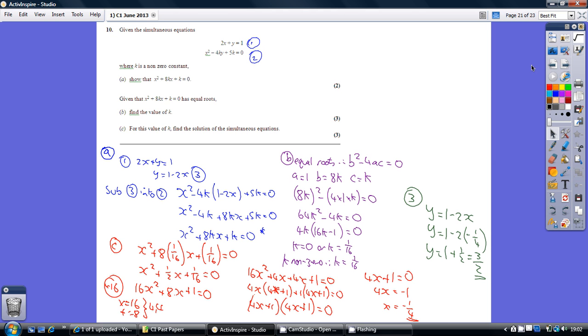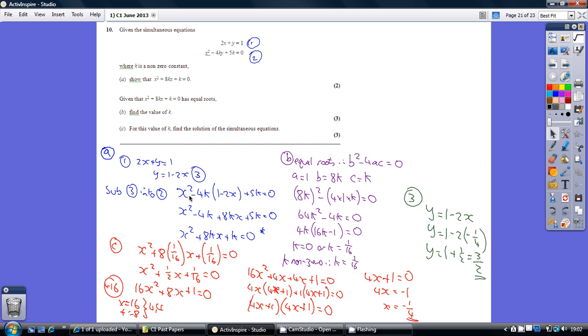So for part A, this is really just a simultaneous equation. We're just substituting 1 into 2. So have a look at 1 and rearrange it, so y becomes 1 minus 2x. Let's call this 3. Now let's go and substitute this into 2.